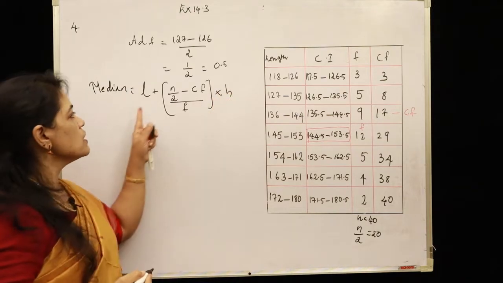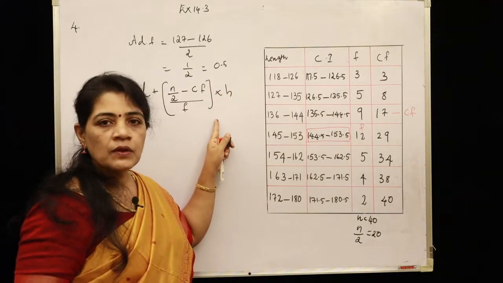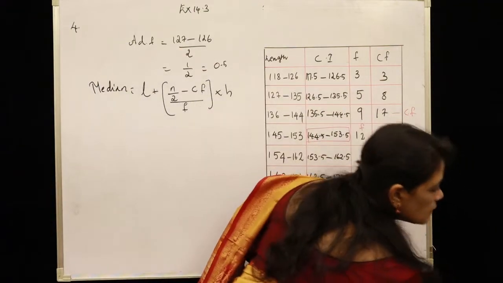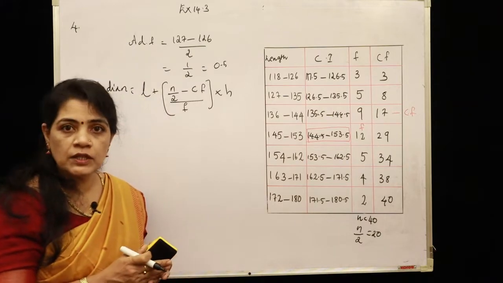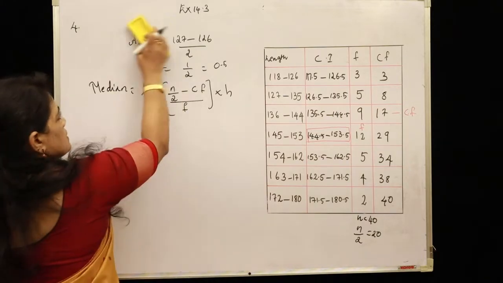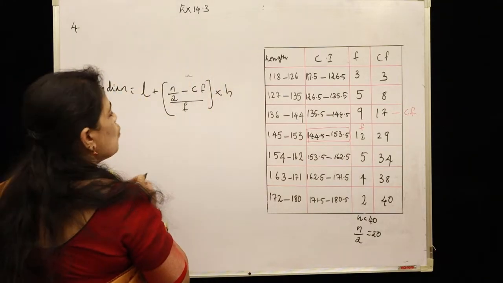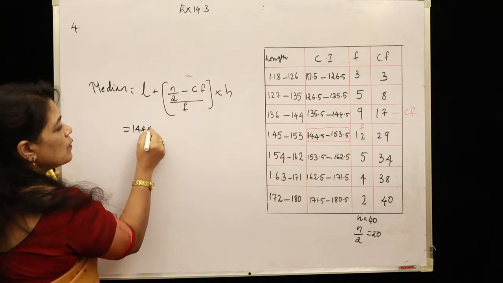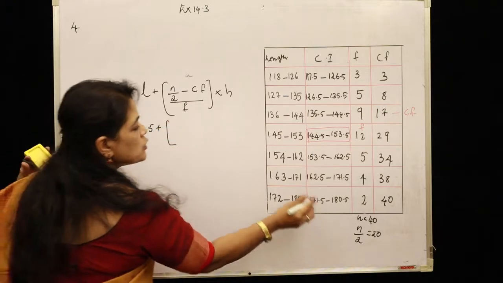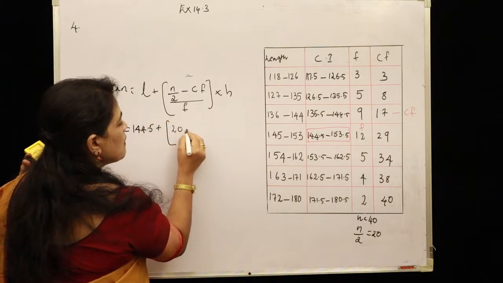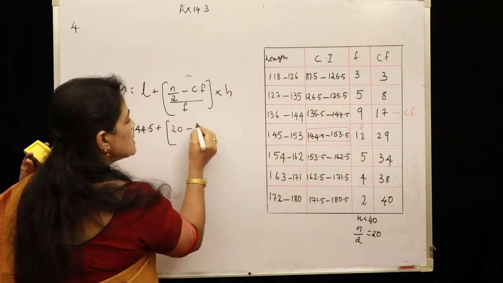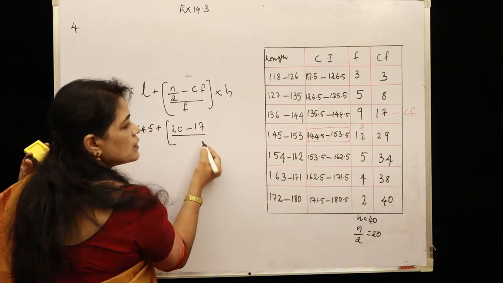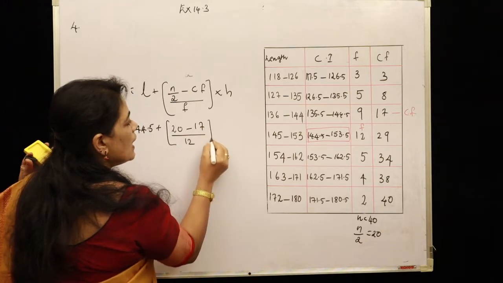Okay, now we are going to substitute these values in this given equation. We have already seen what L is, that is the lower limit of the median class, which is 144.5, plus n by 2, that is 20, minus CF. CF is the cumulative frequency of the class preceding the median class, 17, and the frequency of the median class is 12.